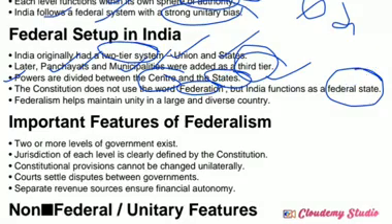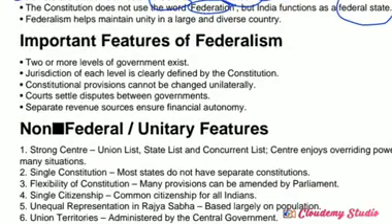So the next topic is important features of federalism, right? What are the important features of federalism? One by one we can discuss that. First, most commonly, two or more levels of government exist. If there is only one government system or governing body, we are not calling it a federal system. We are calling it a unitary system. That's why most commonly a federal feature means two or more levels of government.